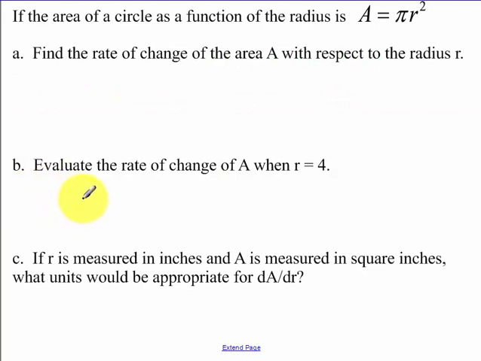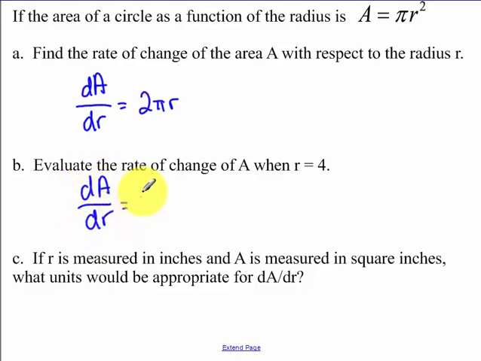So find the rate of change of area with respect to the radius. So I'm looking for dA/dr. So that's our derivative. Now I'm evaluating the rate of change when r equals 4. So all I have to do is plug in 4 and I get 8 pi.